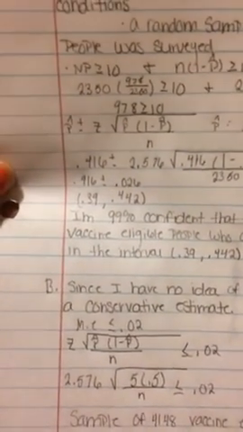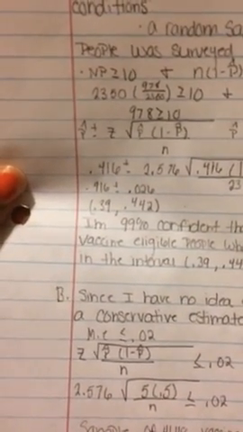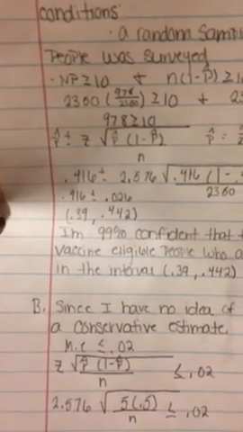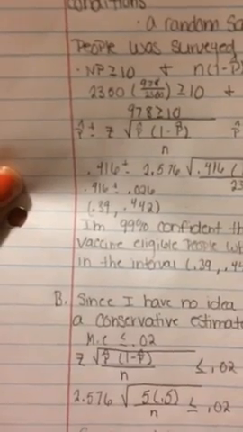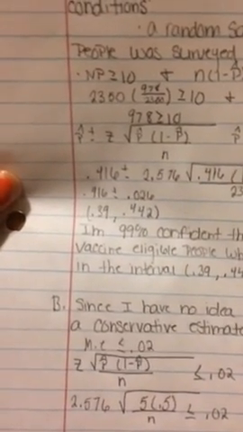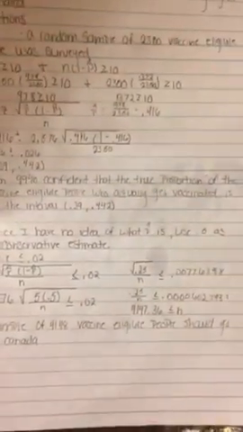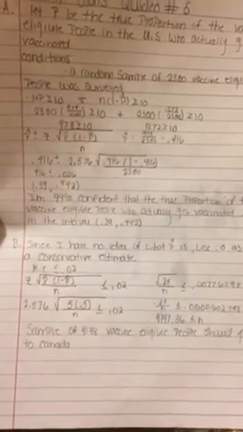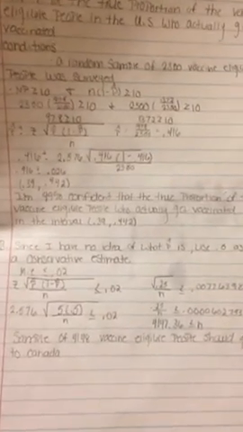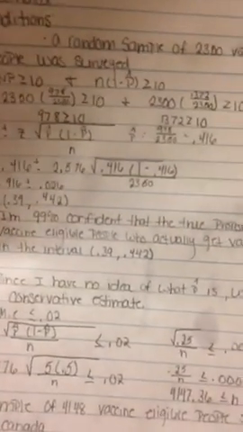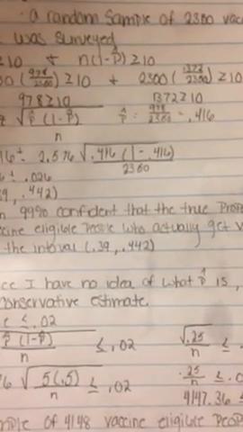And then when you do 0.416 plus 0.026, that gets me 0.442, and then once you do 0.416 minus 0.026, you get 0.39. So I am 99% confident that the true proportion of the vaccine eligible people who actually got the vaccine is in the interval of 0.39 and 0.442.